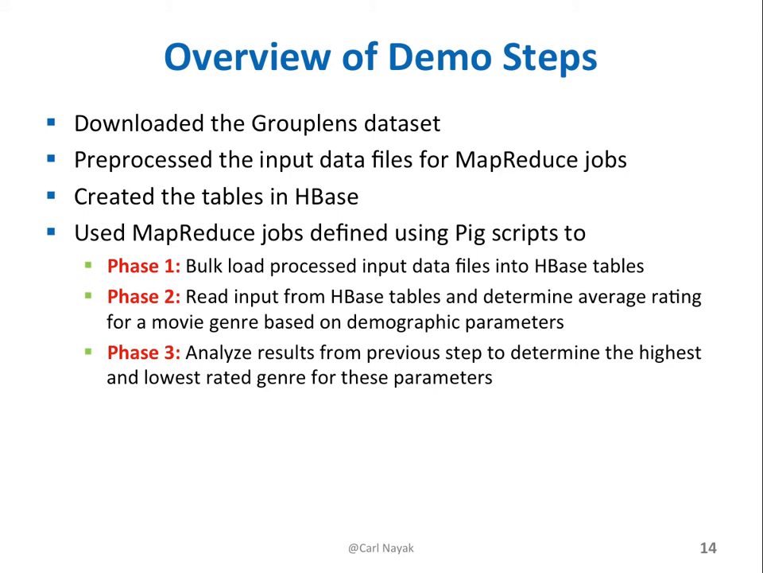I ran my MapReduce jobs in 3 phases. Phase 1 was to bulk upload the processed input data files into HBase tables. Phase 2 was to read the input from the HBase tables and determine the average rating for a movie genre based on demographic parameters. Phase 3 was to analyze the results from the previous step and determine the highest and the lowest rated genre for these parameters.